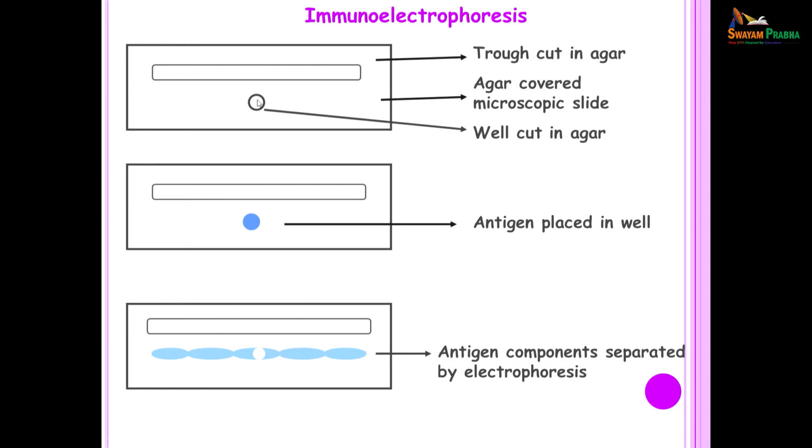After that, we are going to pass an electric current so that the different components present in the patient's serum will separate. Now, all of these are not visible to the naked eye except for the marker, which will tell you how far your protein separation has occurred. You want the protein separation to occur right till the end so that everything has separated out.